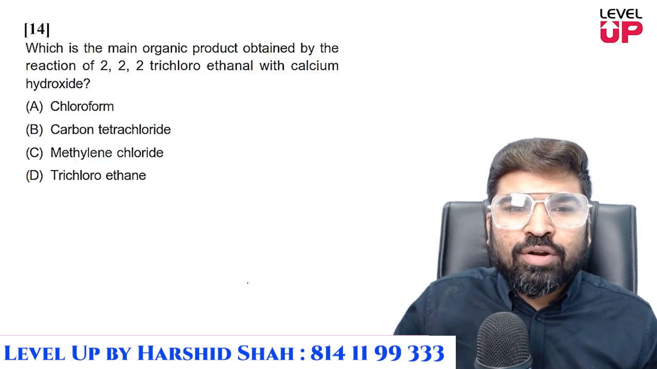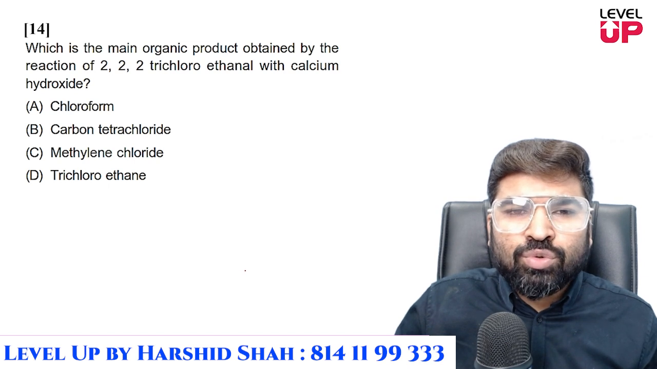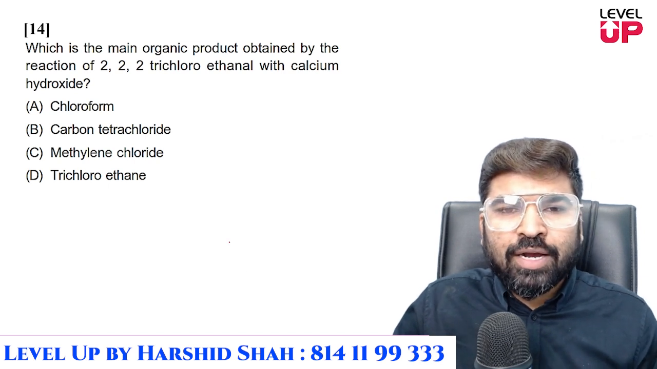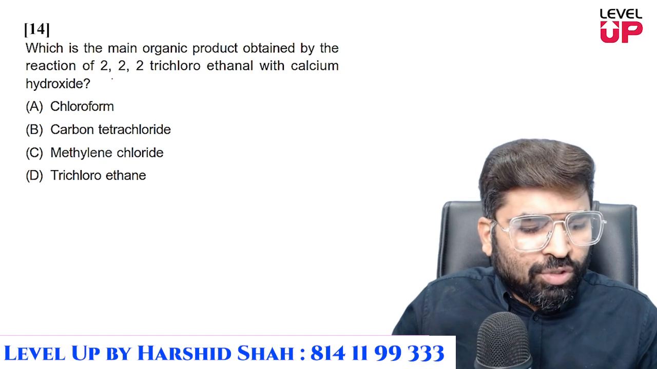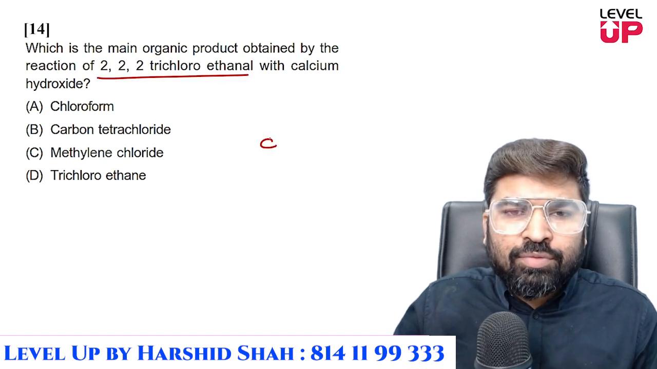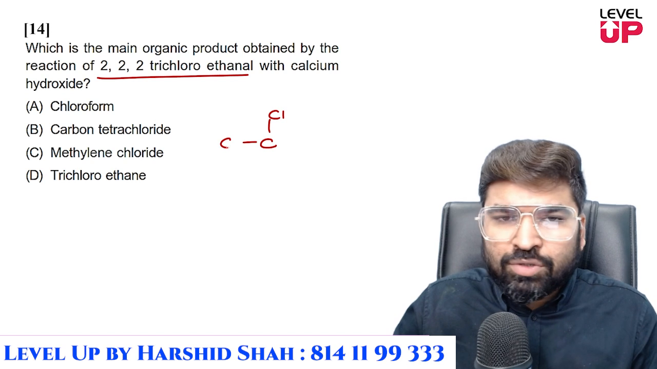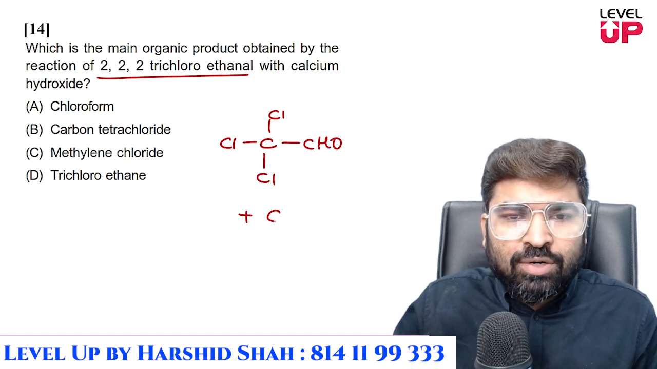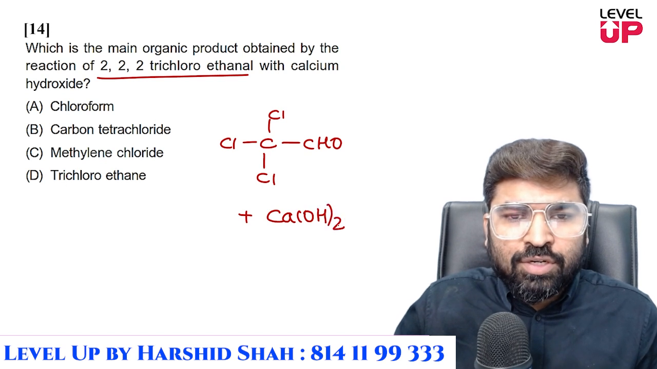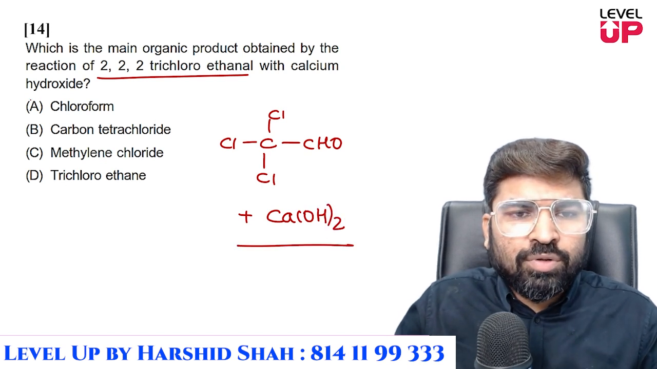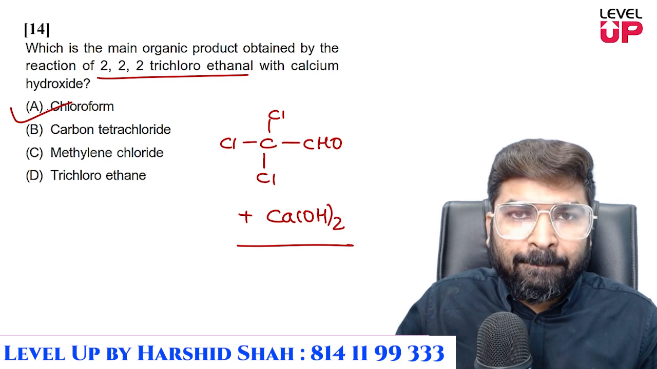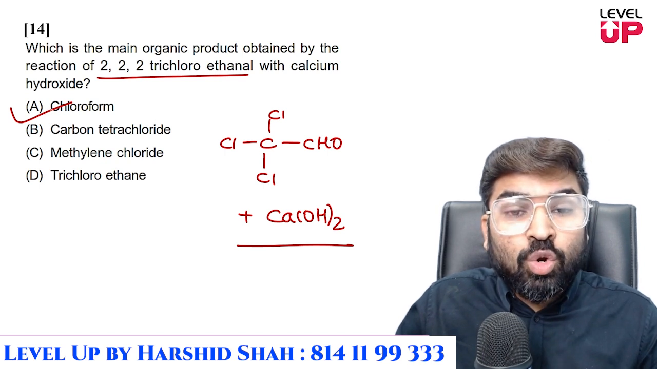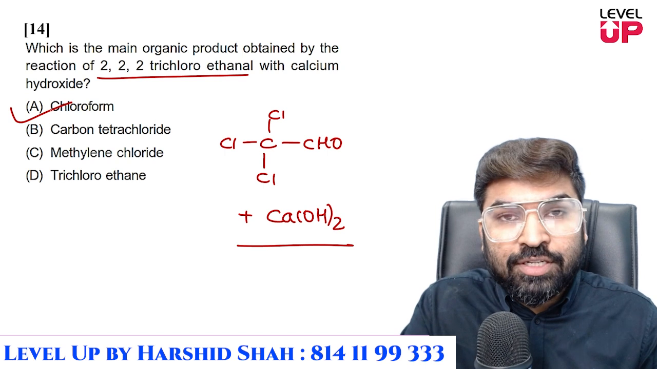Which one is the main organic product obtained by the reaction of 2,2,2-trichloroethanol with the calcium hydroxide, right? So 2,2,2-trichloroethanol, which is chloroform actually, chloral actually, with calcium hydroxide Ca(OH)2 gives you chloroform? Yes, option A. That's a main product. Chloral with calcium hydroxide gives you chloroform.